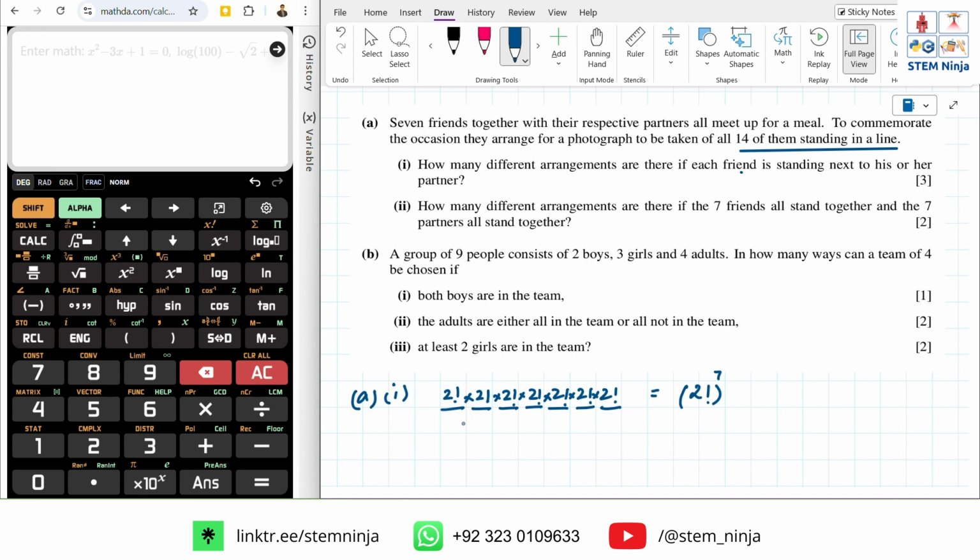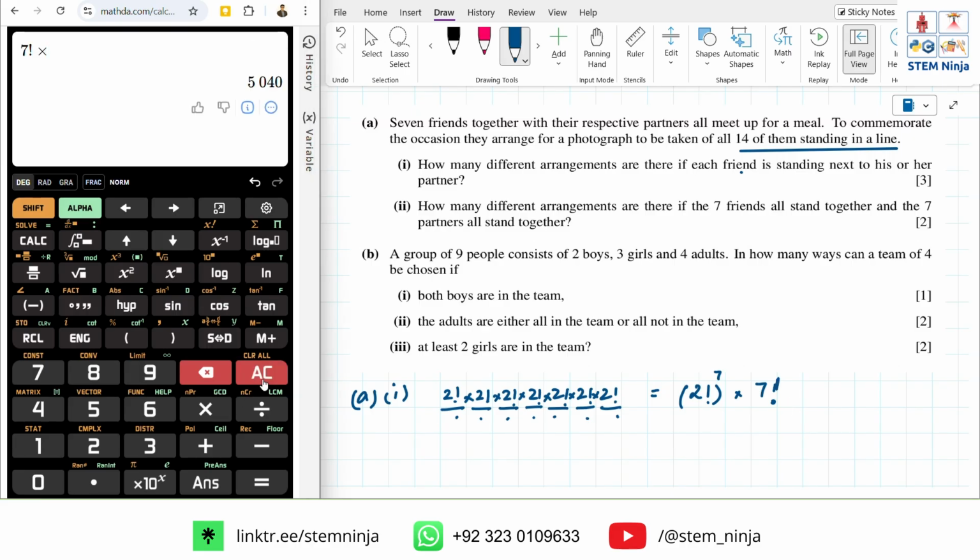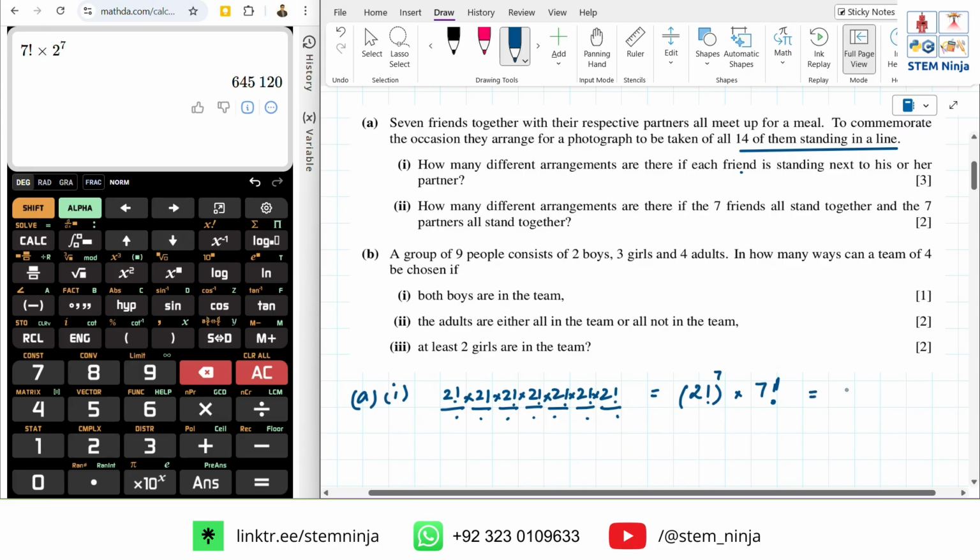And since these are 7 units by themselves, they have 7 factorial ways of rearranging the groups themselves. So 7 factorial times 2 raised to power 7, because 2 factorial is just 2. So this would be 645,120.